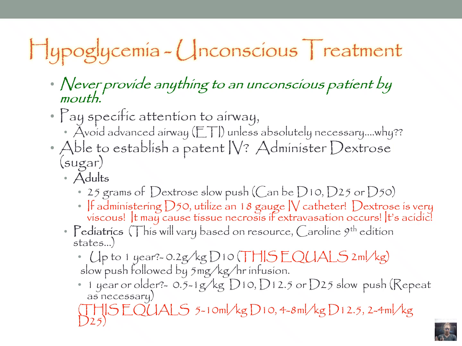For 1 year or older, we're giving a half to 1 gram per kilogram, and we can give that in D10, D12.5, or D25. And you can see in the red here that that equals either 5 to 10 milliliters per kilogram if you're using D10, 4 to 8 milliliters per kilogram if you're using D12.5, and then 2 to 4 milliliters per kilogram if you're using D25.